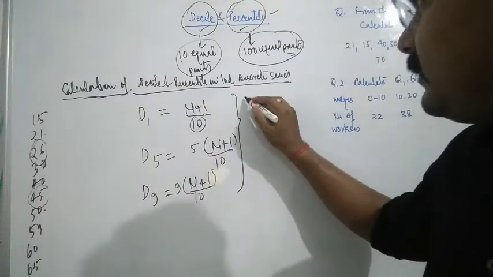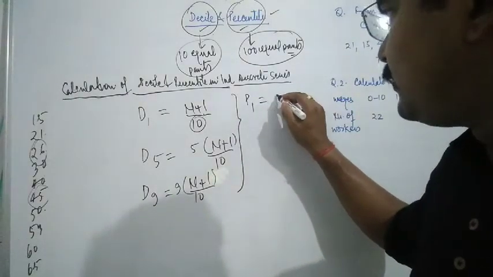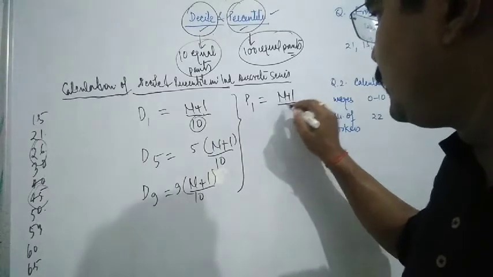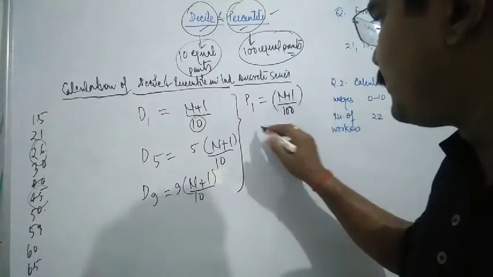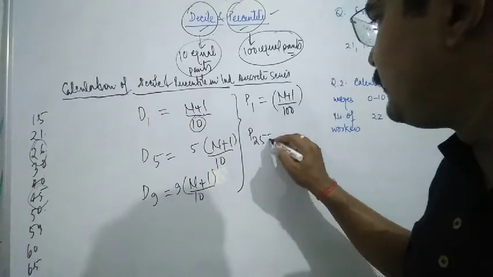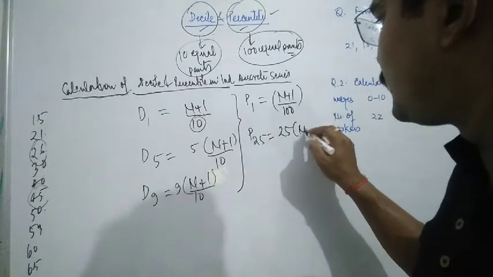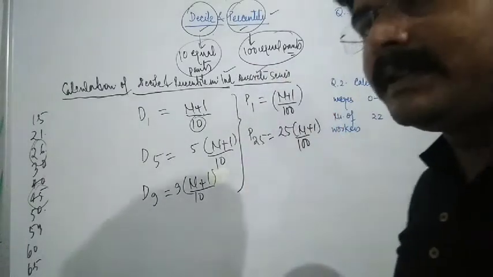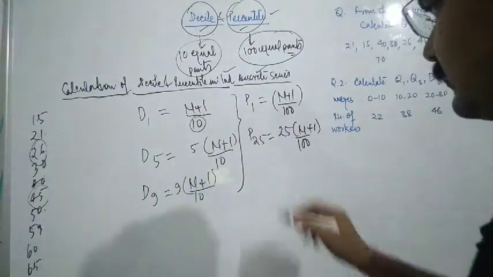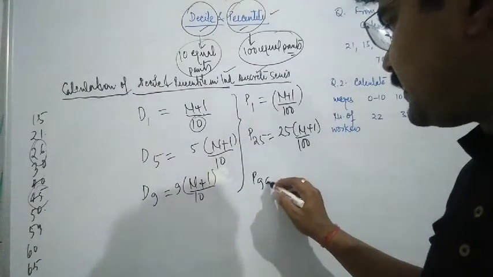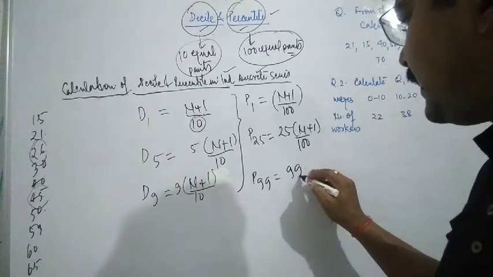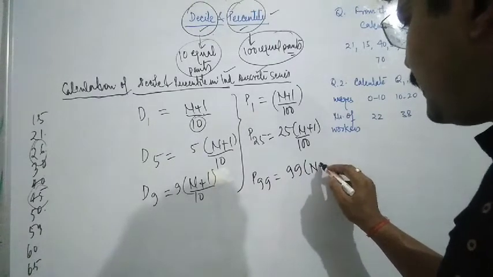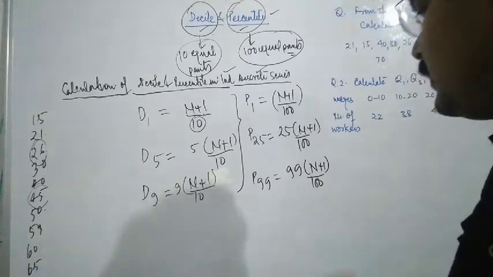With the same pattern, for percentile, P1 would be (n+1)/100. Suppose I want to calculate P25, then it would be 25 into (n+1)/100 for individual and discrete series. Up to P99 it can be calculated, so 99 into (n+1)/100.